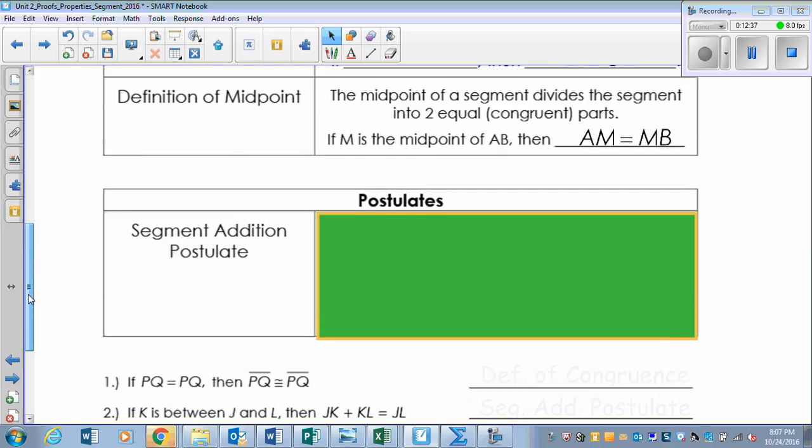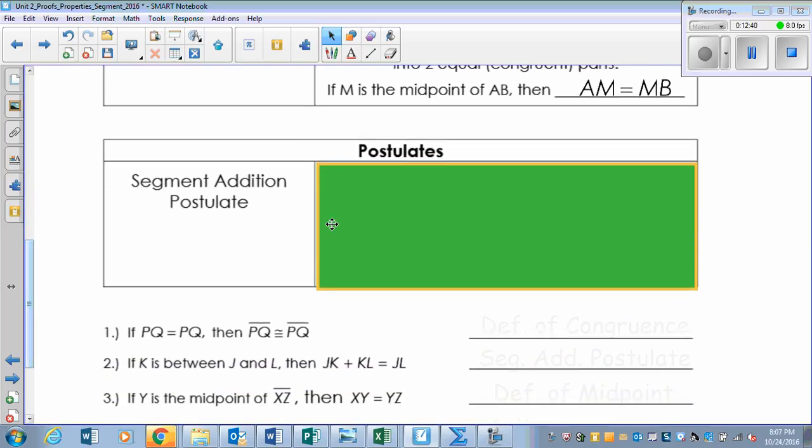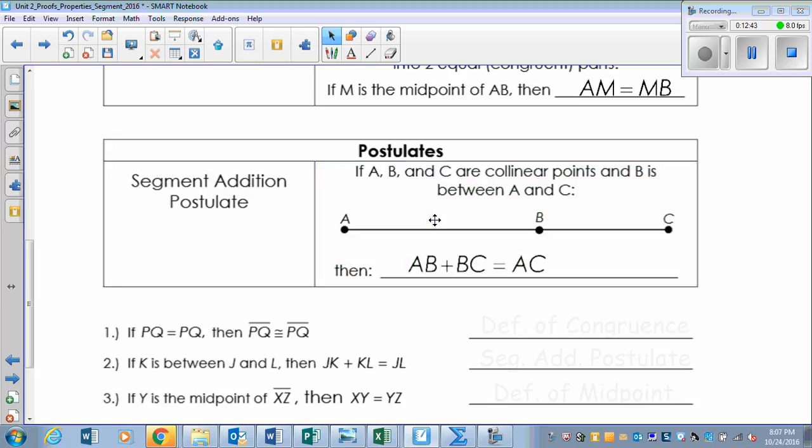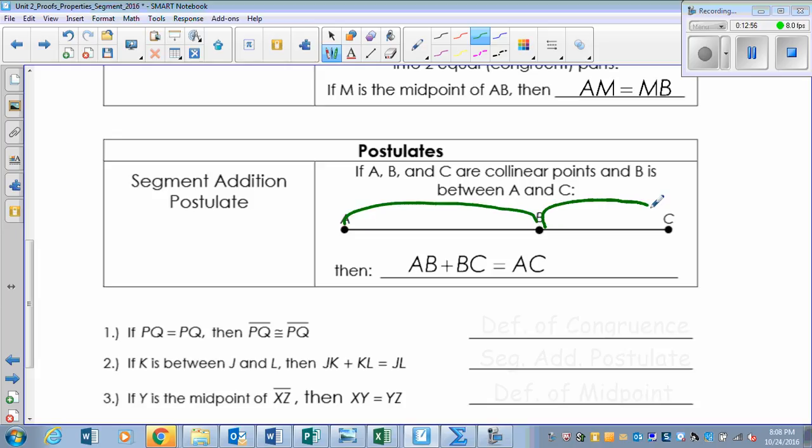And the last definition that we have right now is the segment addition postulate, which states that if A, B, and C are collinear points and B is between A and C, then AB plus BC has to equal AC. Right? So if you have AB and BC, that has to equal all of AC.